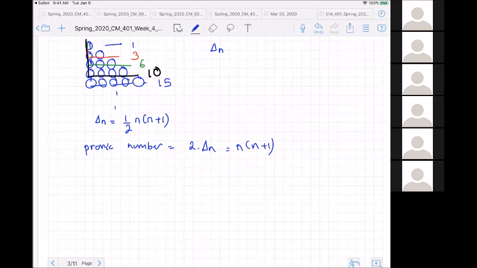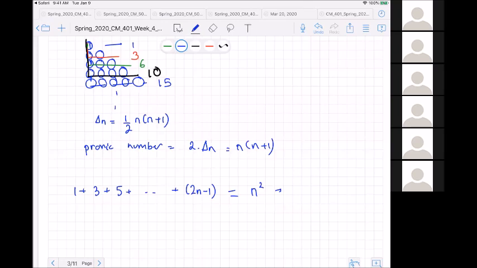Now, by using this, we can also show that the sum of the first n odd numbers is going to be equal to, for example, if I add 1 plus 3 plus 5 all the way to 2n minus 1, this is going to be equal to n squared, okay? So this is the sum of the odd numbers.